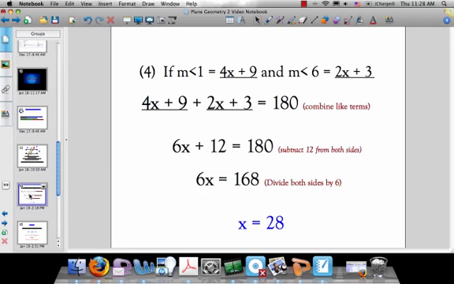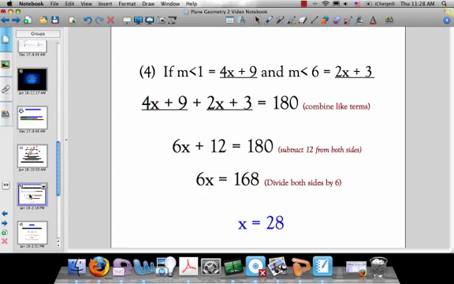So now, to do my algebra, I take my first angle, which is 4x plus 9, and I add it to my second angle, which was 2x plus 3. Altogether, it equals 180. And then I combine my like terms. 4x and 2x add together to make 6x, and a positive 9 and a positive 3 combine together to make 12, and all that equals 180 still. Then I got to subtract 12 from both sides, just solving it like a normal two-step equation, and I get 6x is equal to 168, and last but not least I divide both sides by 6. Finally I get x is equal to 28.